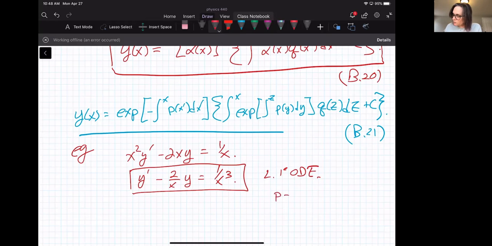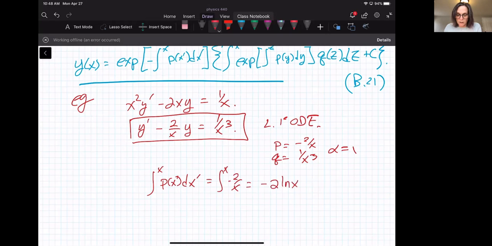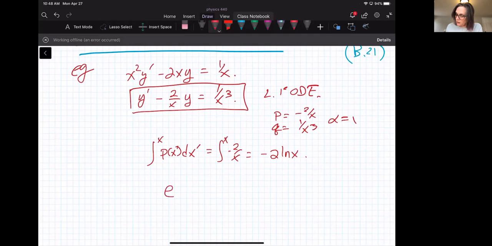So in this case, P is equal to what? Negative 2 over x. Minus 2 over x. Q is equal to 1 over x cubed, and then alpha is equal to 1. Okay, so if we do the integral of P over x dx prime, we get the integral over x of minus 2 over x, and that's minus 2 times the natural logarithm of x. But we need e to this integral over x of minus 2 over x prime dx. That's equal to e to the minus 2 ln of x, and that's equal to 1 over x squared.